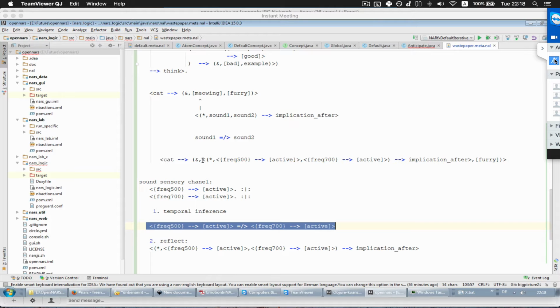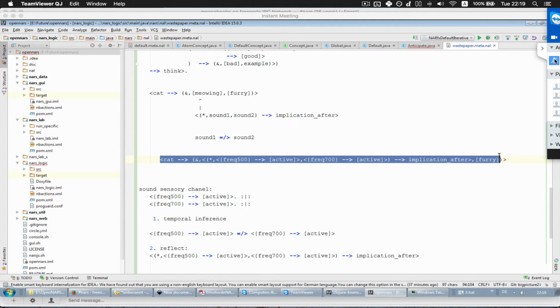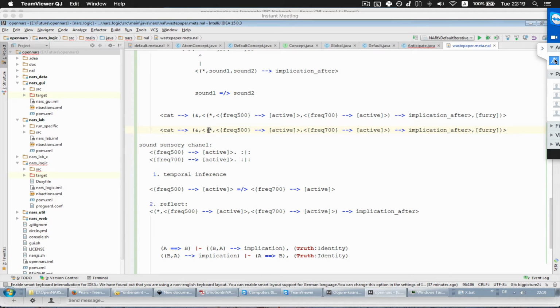if you had to think with that all the time, it would really slow your thinking down. If instead of having to say, ampersand, squiggly thing, frequency 500 active, frequency 700 active, implication after, instead of saying that, you could just say meow. It really speeds up your ability to think. And I think that's part of what language does. It abstracts complex concepts into simple representations, then you can manipulate far more effectively than the concepts that they represent.